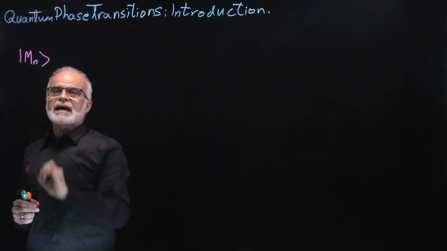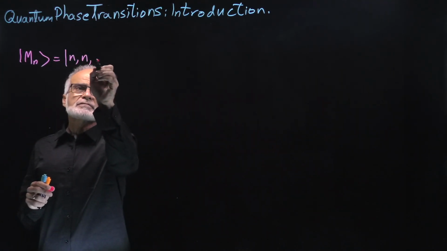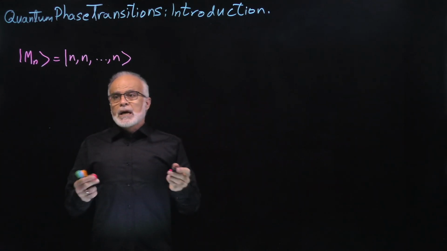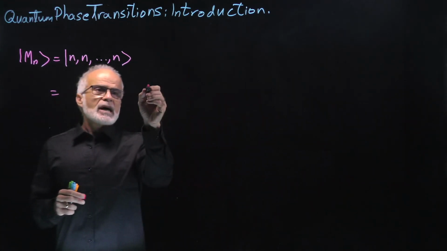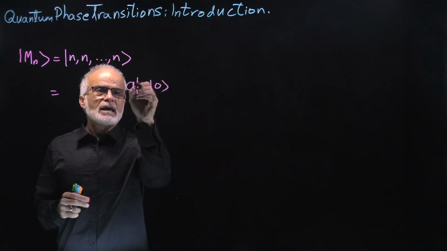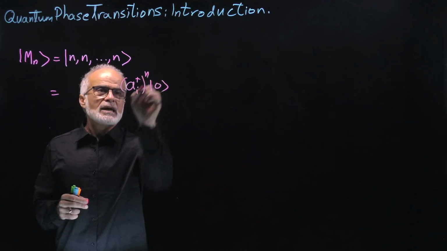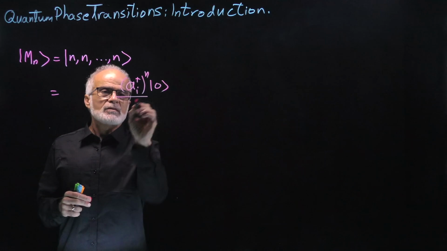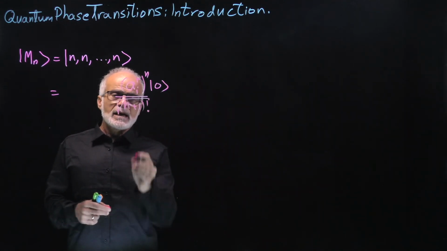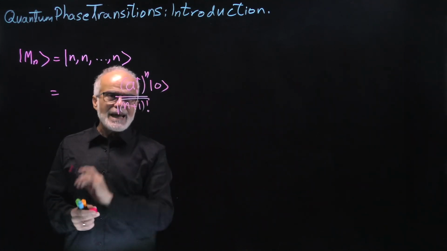So M for Mott and N for N particles per site. And first pictorially, this looks like this. I have L sites. On each site, I have N particles. In terms of operators, we have the vacuum, and on the vacuum, I will act with a creation operator. I need to create N particles on site i, so this will be acting N times. It will be divided by the square root of N factorial to normalize. And note, I didn't put an i here because we have the same number of particles on every site, so I will just put an N.